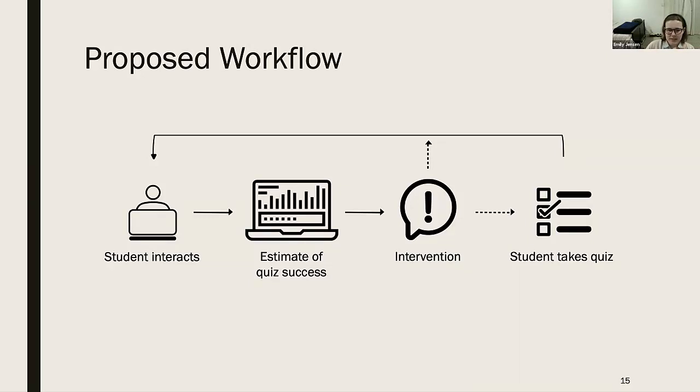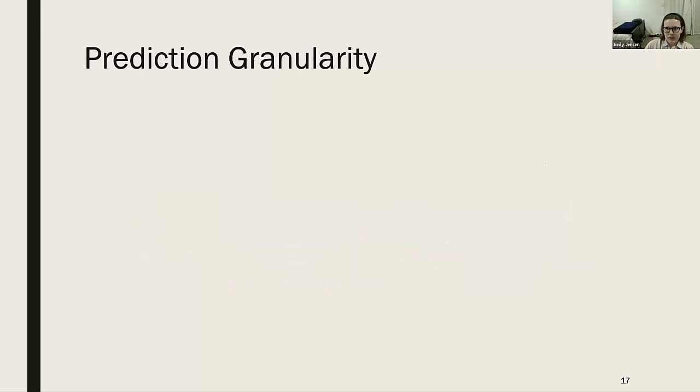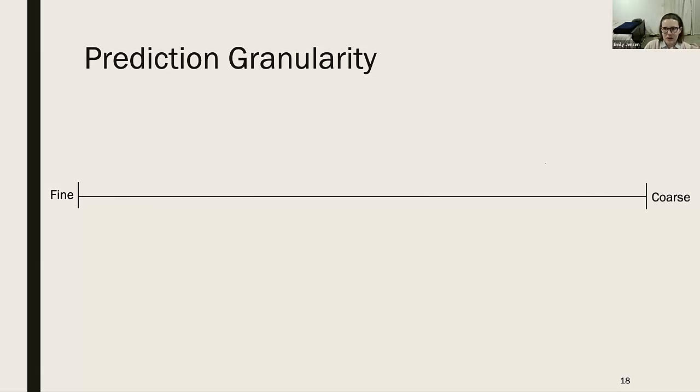For the purpose of this paper, we're really focusing on that second step, which is providing an estimate of student quiz success. Our specific data set is for a high school algebra platform, which is online. The first question is, what kind of granularity are we looking at when we're trying to make these predictions? We have a really wide range that we can look at, going from very fine to very coarse.